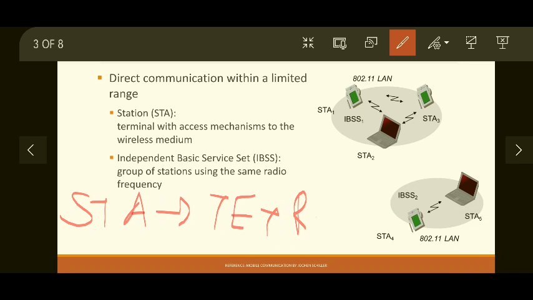Okay, so in infrastructure only terminal equipment is necessary. Routing capabilities are handled by the access point. Okay, but in ad hoc network, a station will handle both mobile terminal as well as routing capabilities. Okay, so that is an important difference from infrastructure network to ad hoc network.